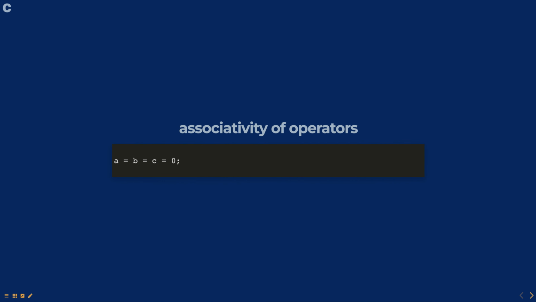For example, in this expression, the associativity of the assignment operator equals is right to left. So the expressions are evaluated from right to left. This means that the value of C is set to 0 first, then the value of B is set to the value of C, and finally, the value of A is set to the value of B.